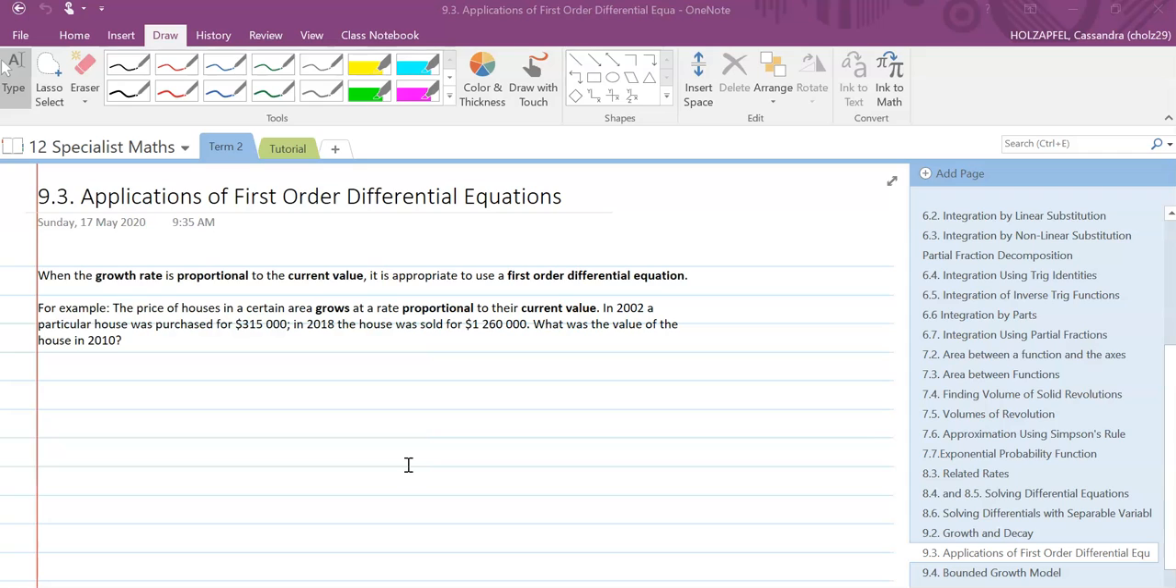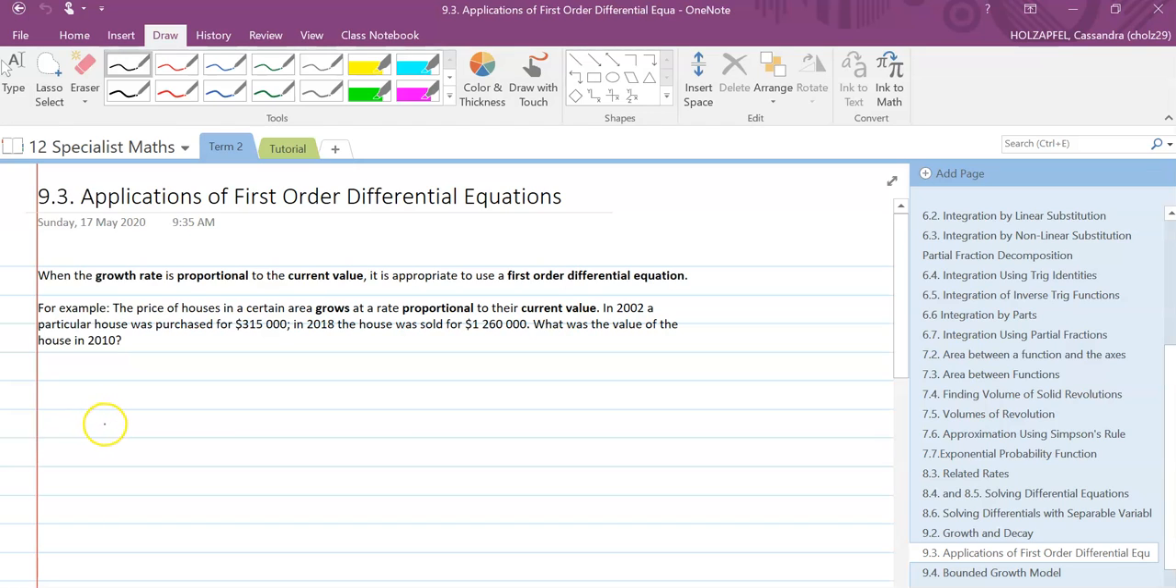So I could apply this to something like a population of rabbits, or I could apply this to something like the cost of a house, where the rate of growth of that house is proportional to the current value of that house. And we could also apply this to things like businesses, where they have some level of growth that's proportional to the growth in their current business. So I'm just going to go through a few different examples here, but I don't want you to think that these are the only applications of first order differentials.